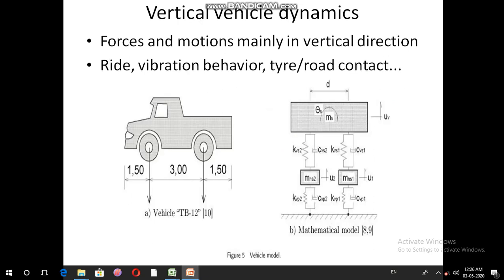Then vertical vehicle dynamics. It considers force acting on the vehicle in the vertical direction.